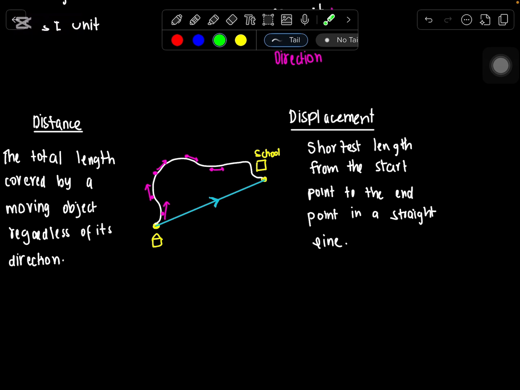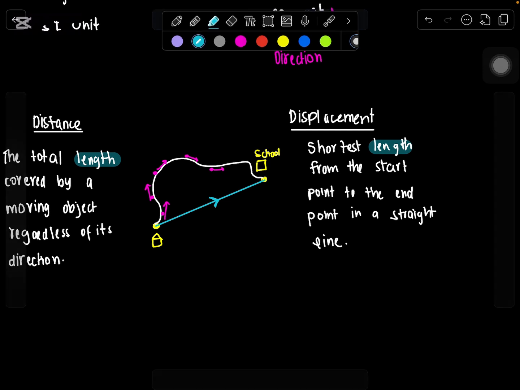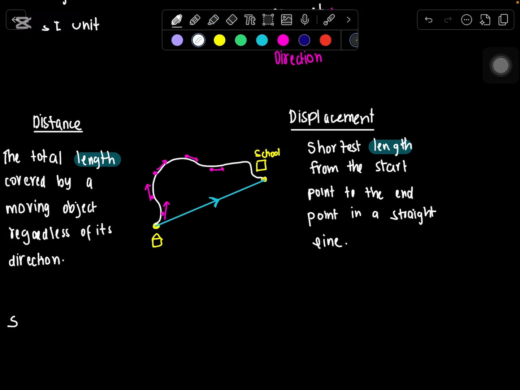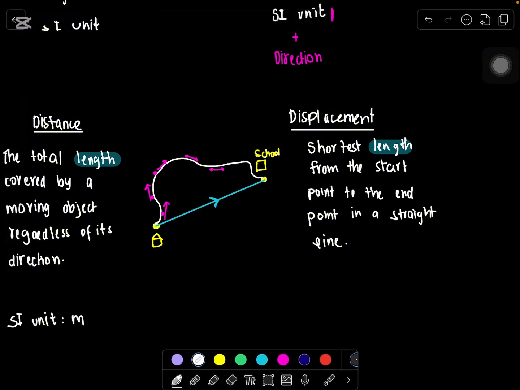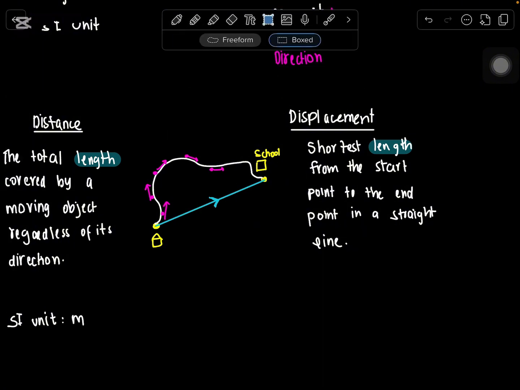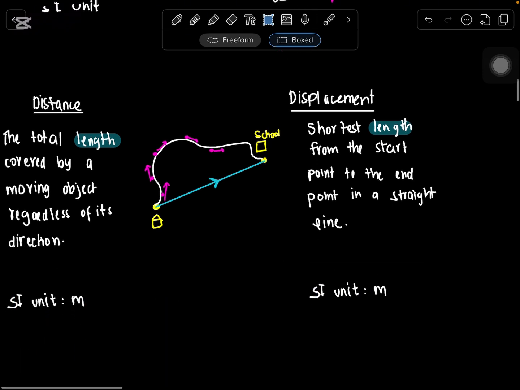Now, since both of these are lengths, like distance is also a length and displacement is also a length, the standard unit of both of these is a meter. So the SI unit is meter for this, and the same for displacement. I hope everything's clear here.